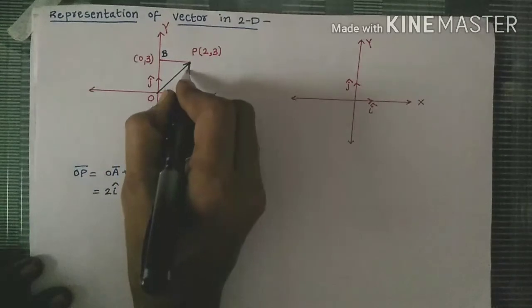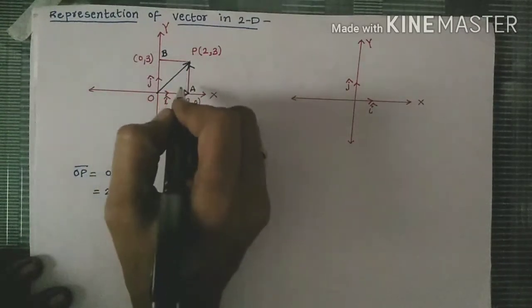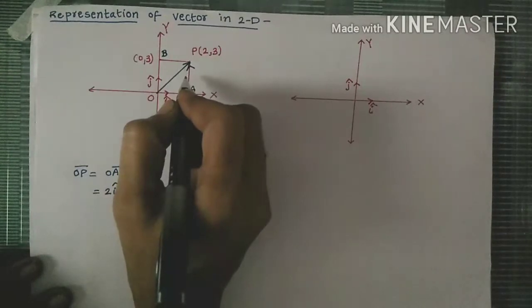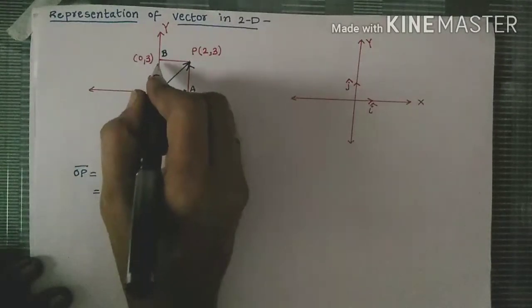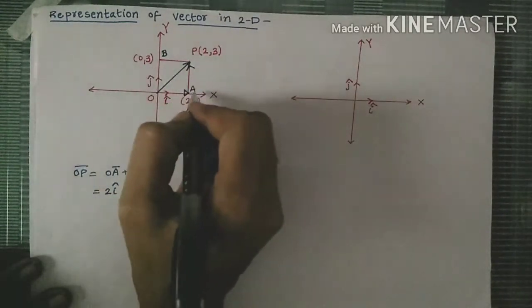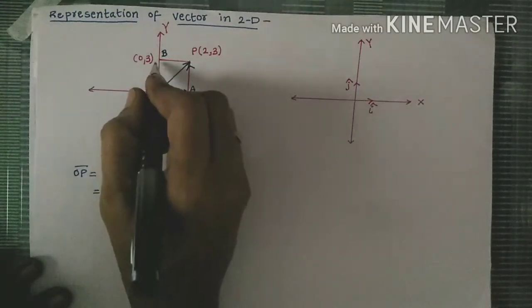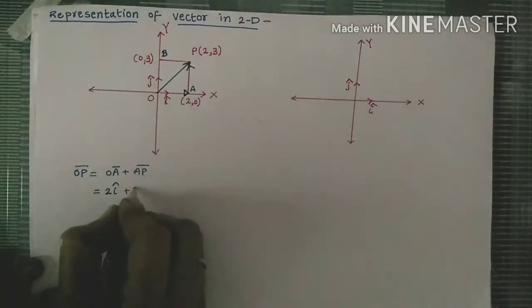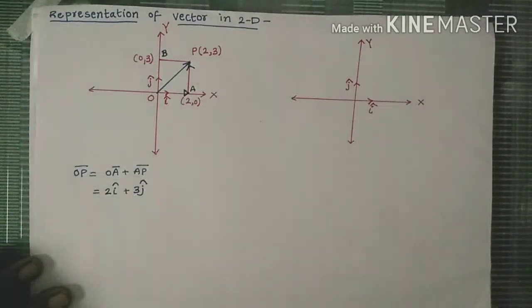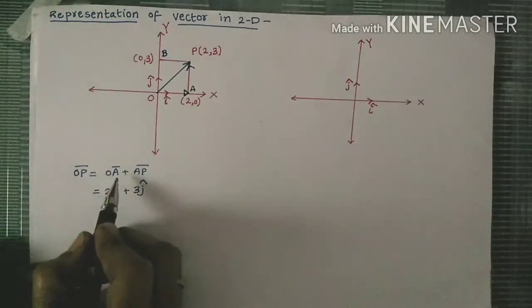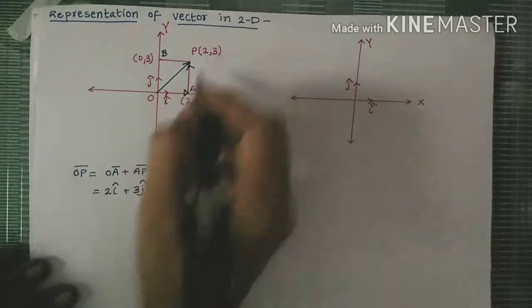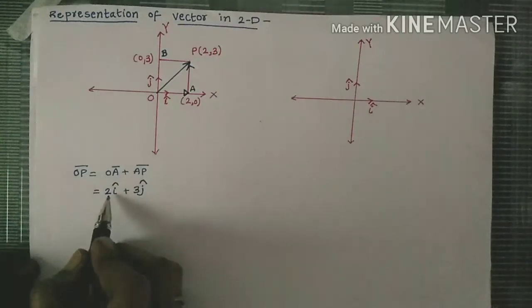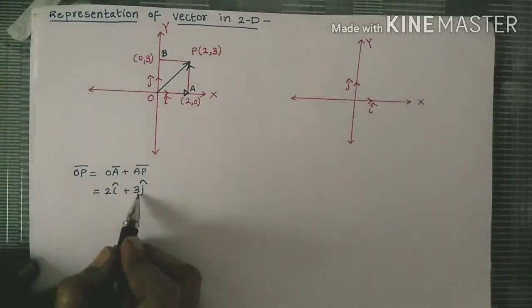Now AP bar is parallel to y axis, so AP bar is a scalar multiple of j cap, and since AP bar and OB bar both are equal since it is a rectangle, so AP bar is equal to OB bar, and OB bar is equal to 3 j cap since it is along j cap and has magnitude 3. So we have OP bar is equal to 2i plus 3j. Those are the coordinates of P. So we have OP bar as x coordinate of P i cap plus y coordinate of P j cap.